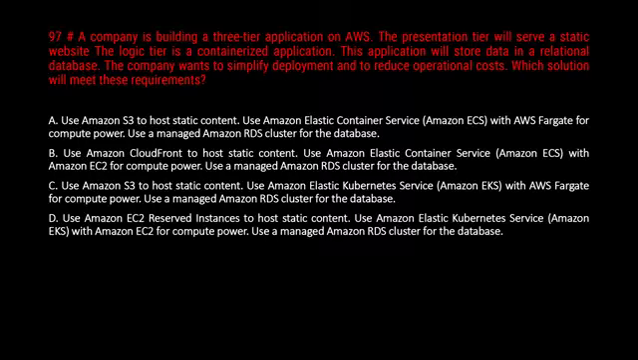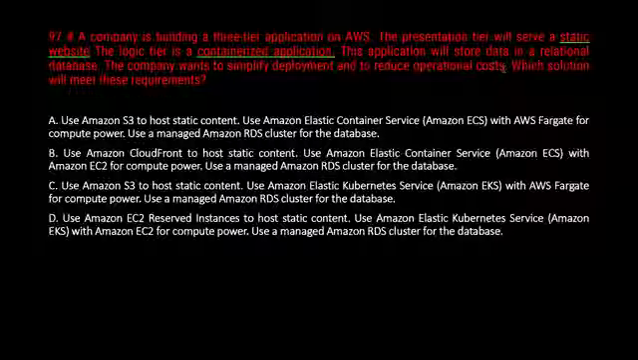A company is building a 3-tier application on AWS. The presentation tier will serve a static website. The logic tier is a containerized application. So we have a web tier, then a compute or web application tier, which is a containerized application. This application will store data in a relational database. I think that's the third, database tier. The company wants to simplify deployment and reduce operational costs.